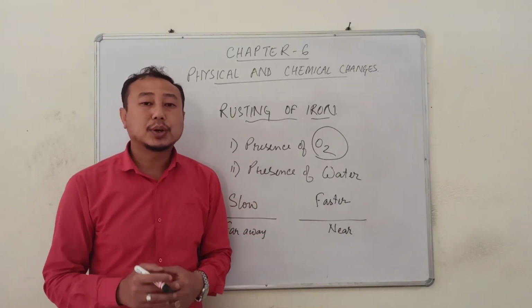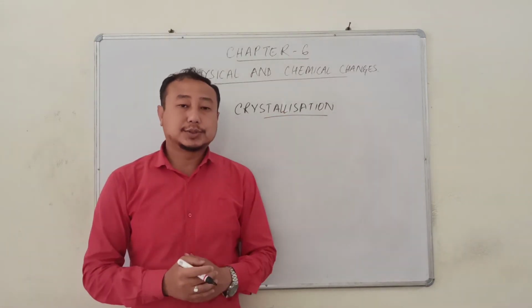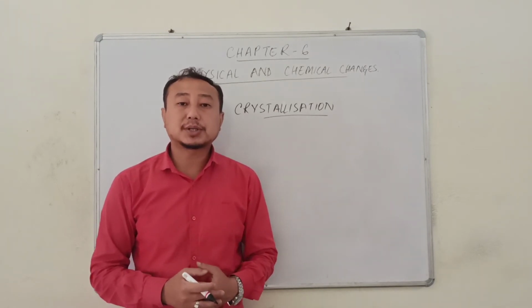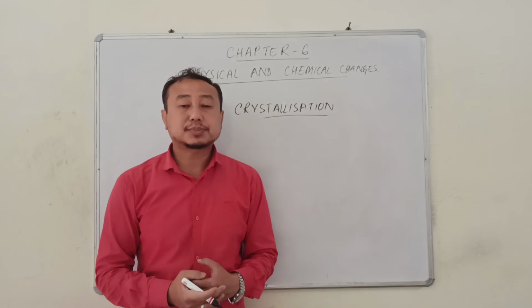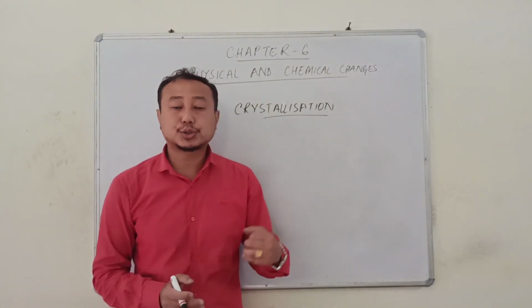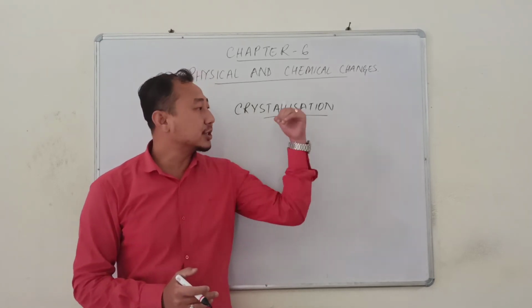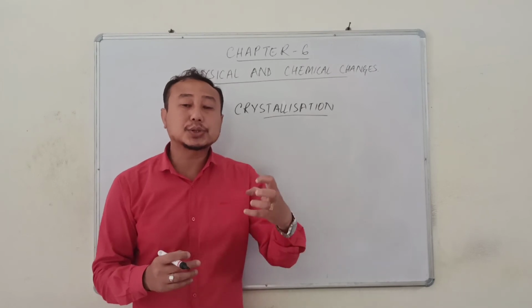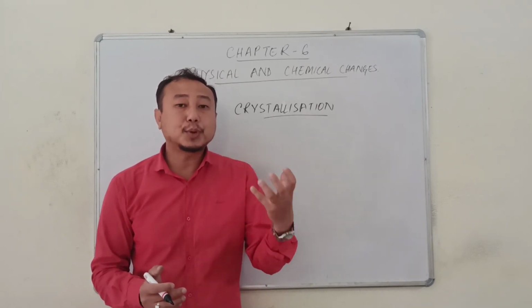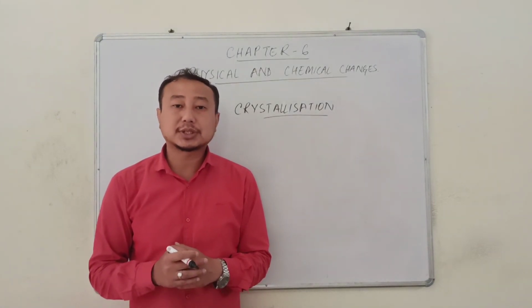Now, let us come to the last topic of this chapter, crystallization. Crystallization is the process of obtaining pure crystal from its impure crystal. Sometimes the substances which are present in the form of a crystal, like salt and sugar, get mixed up with impurities. So this process of crystallization is utilized in order to remove those impurities from that substance and obtain the pure form of that crystal. Let us see how this crystallization process takes place.